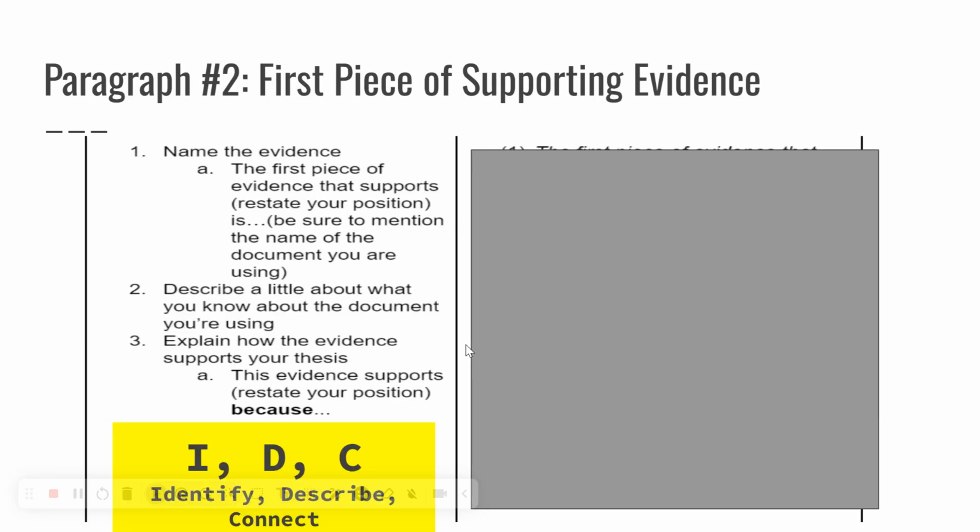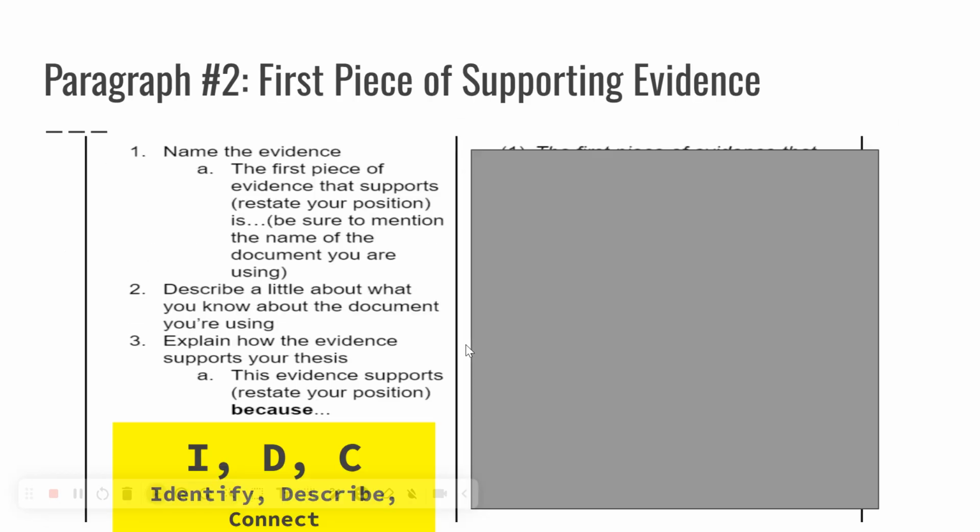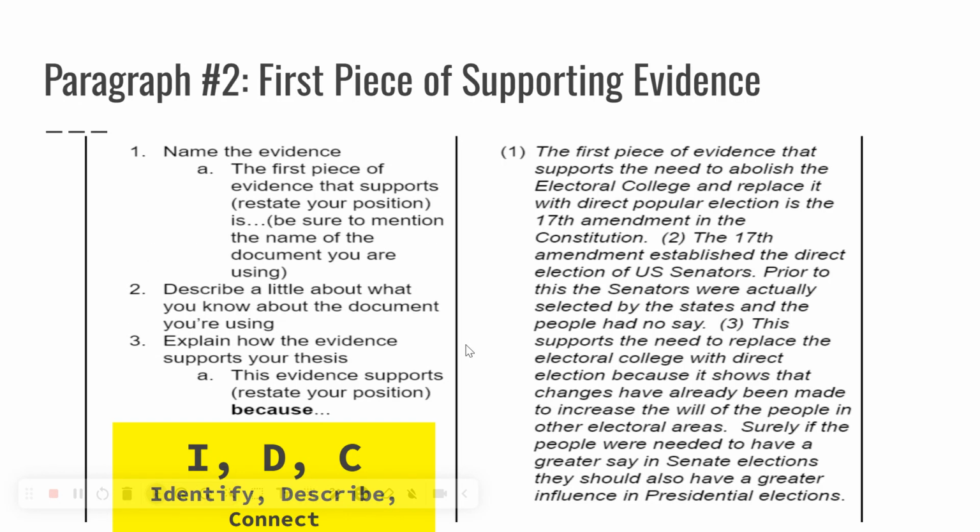All right, paragraph number 2 now is the first evidence paragraph. So I have to actually elaborate on my first piece of supporting evidence. So going back to the thesis, this is the point that I pulled from one of the documents. It should be abolished and replaced with direct popular election because it more accurately reflects the will of the people. So my second paragraph, the first evidence paragraph, has to relate to that first evidence point, which is reflecting the will of the people. So this is how I'm going to do it.